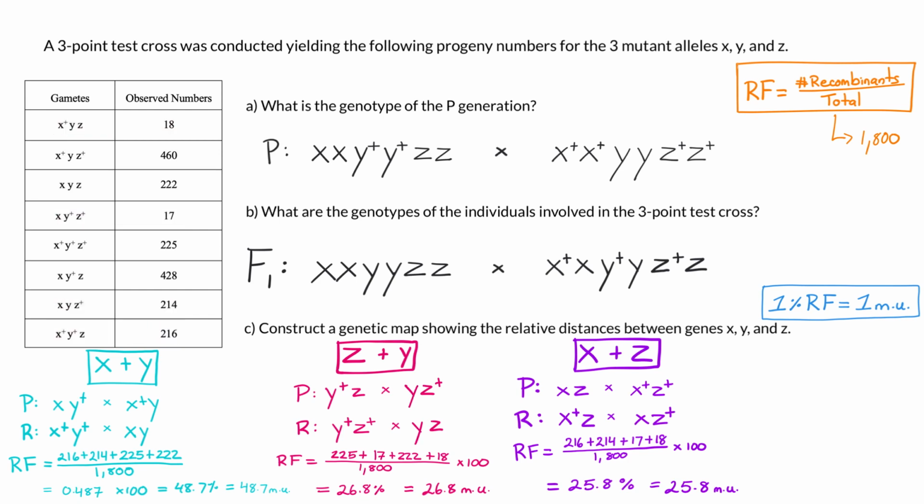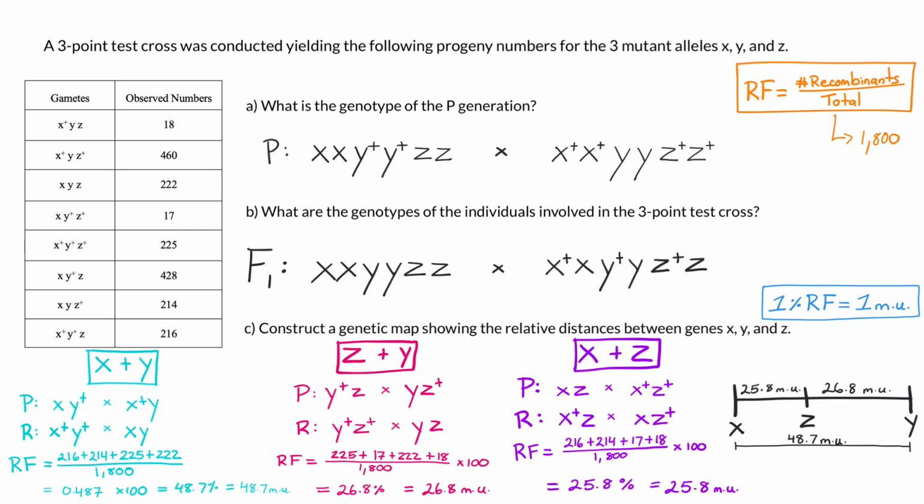Alright, so based on this information, we can now construct a genetic map. Seeing as genes X and Y are the furthest apart as they are separated by 48.7 map units, we will then put them on the ends of this map. This means that gene Z is in the middle, and it is slightly closer to gene X at 25.8 map units compared to gene Y at 26.8 map units.